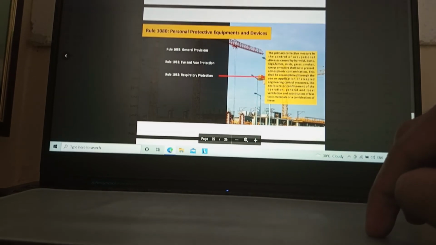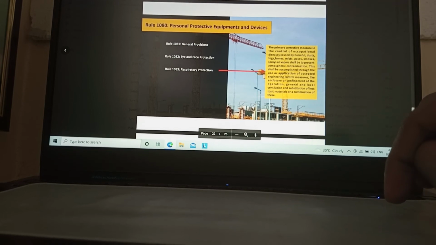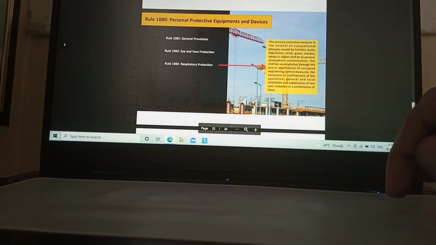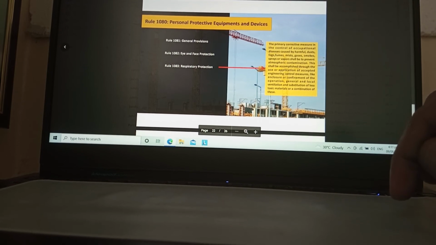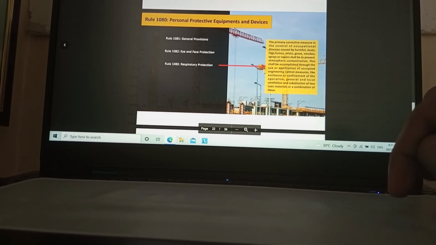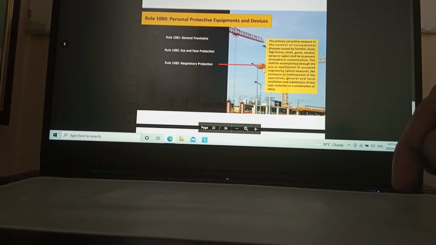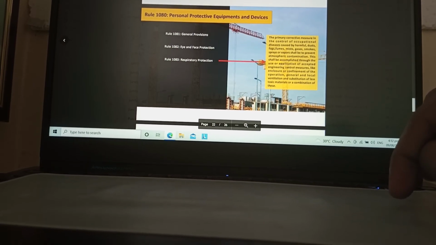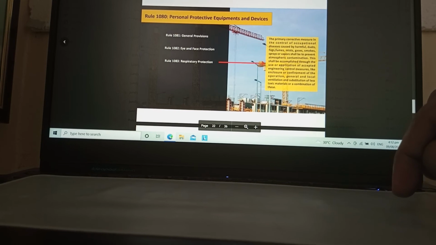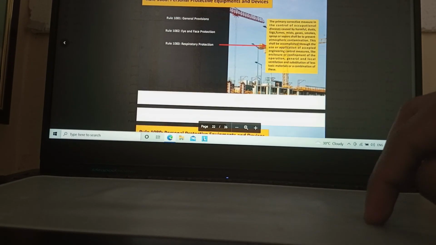Rule 1083. Respiratory protection. The primary corrective measure in the control of occupational disease caused by harmful dusts, fogs, fumes, mists, gases, smoke, sprays, or vapors shall be to prevent atmospheric contamination. This shall be accomplished through the application of accepted engineering control measures like enclosure or confinement of the operation, general and local ventilation, and substitution of less toxic materials, or a combination of these.